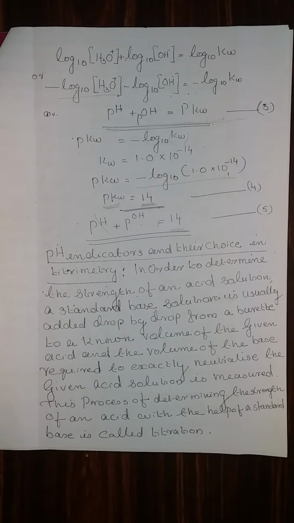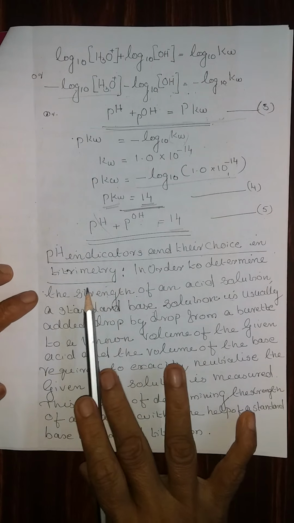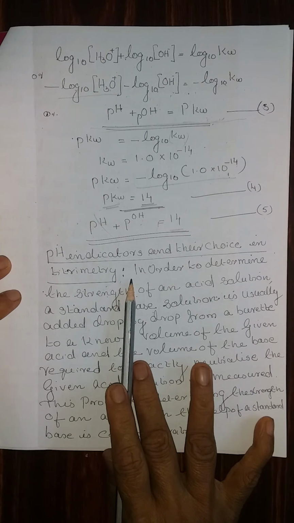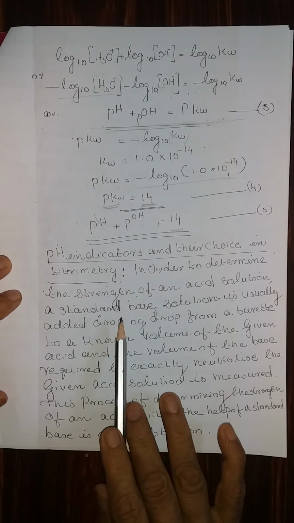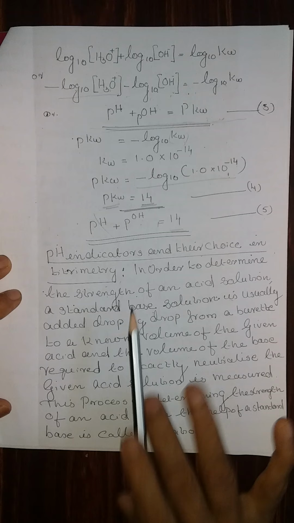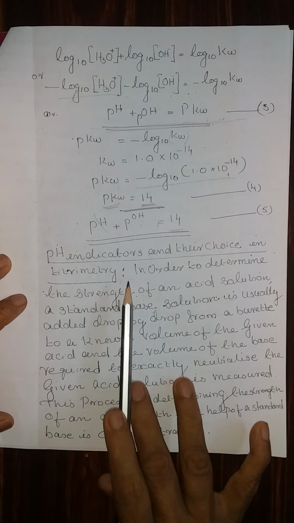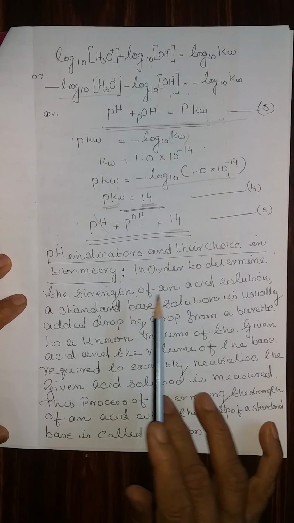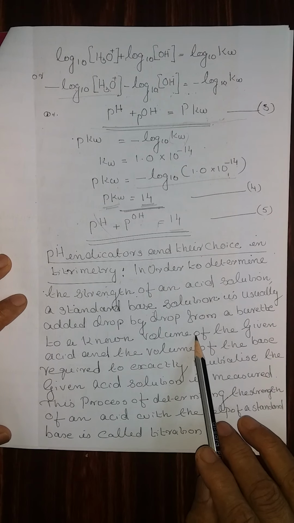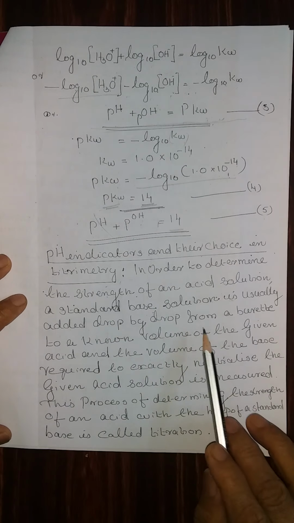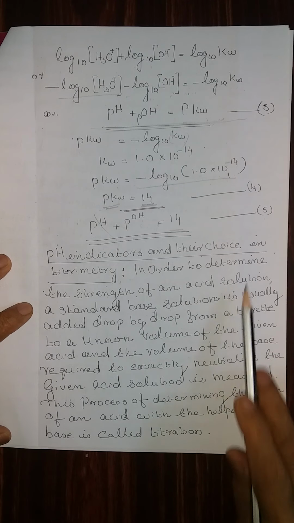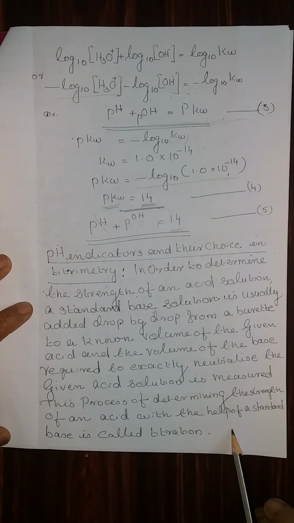pH indicators and their choice in titrimetry. That means the titration is one of the experiments that you have to do for the practicals. The basic things are explained in this section of titrimetry. What is meant by titration? What is the use of an indicator? Which are the indicators to be used in which titration? All these things are explained. This will help you to do the practicals well.